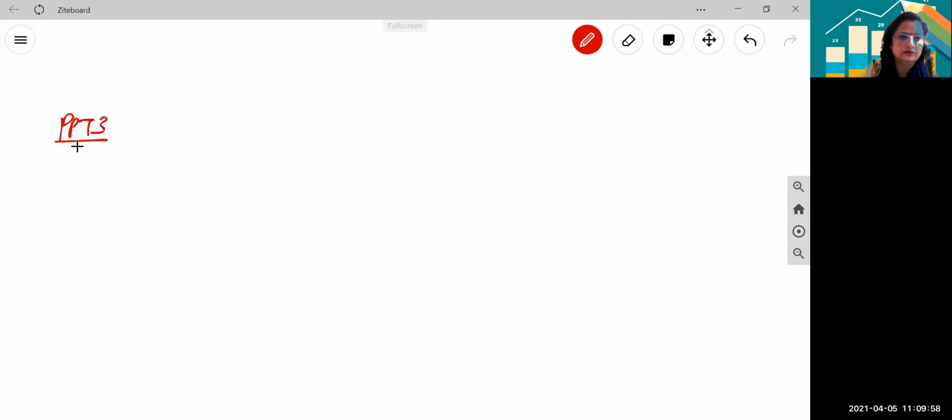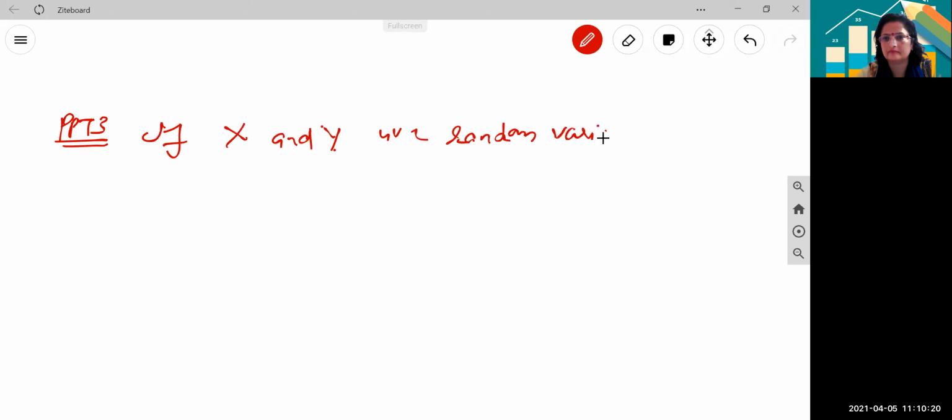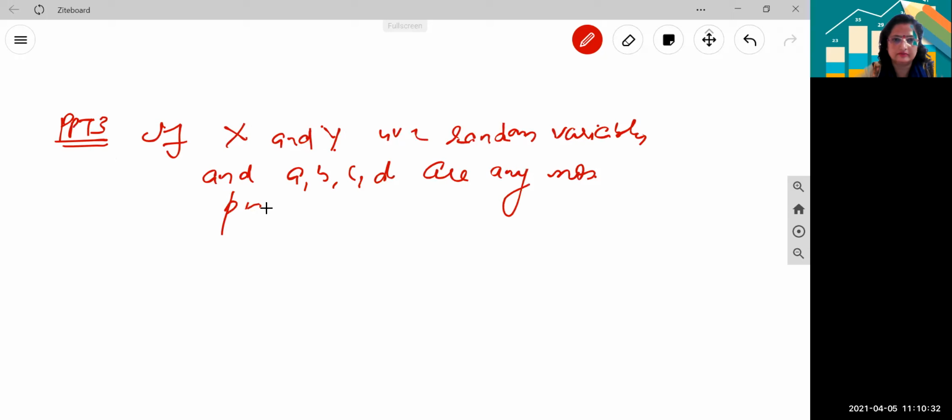Now I'm coming to property number 3. What property number 3 states: if capital X and capital Y are random variables, and A, B, C, D are any numbers, provided that there is a restriction on two of them, A is not equal to 0 and C is not equal to 0.